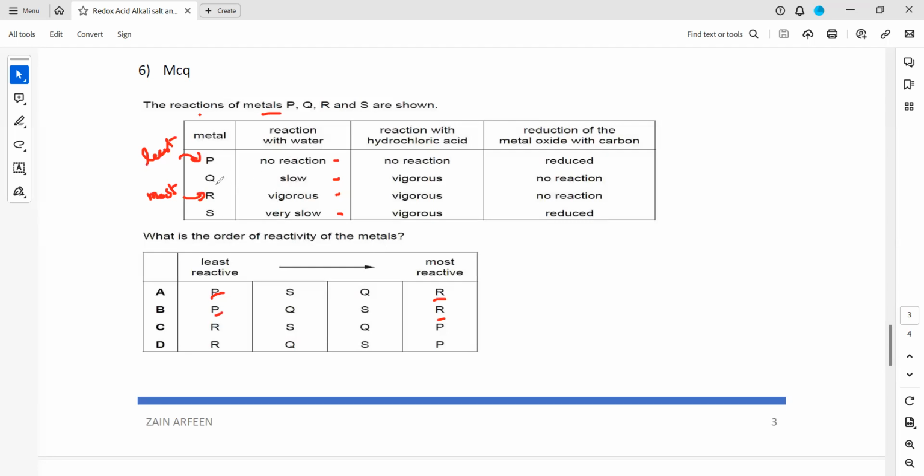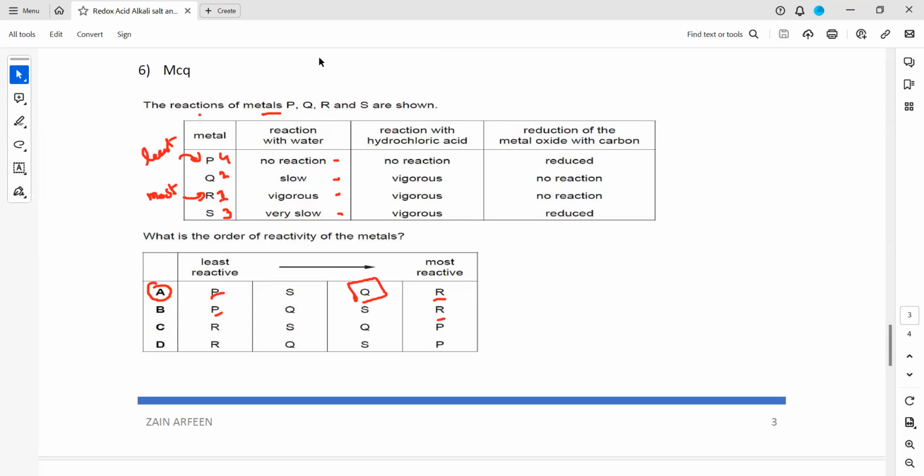Now the position of Q and S. Q is reacting slowly, but S is reacting very slowly, so Q is more reactive than S. In which option is Q more reactive than S? Here Q is more reactive than S. So in that case, A will be the right answer. Why? Because the most reactive is R, in the first position, then this is the second position, this one is the third position and this one is the fourth position. So it is from least to most: least is P and most is R.